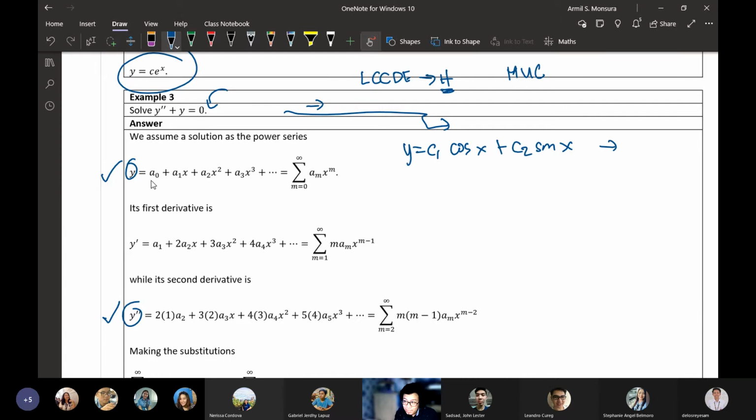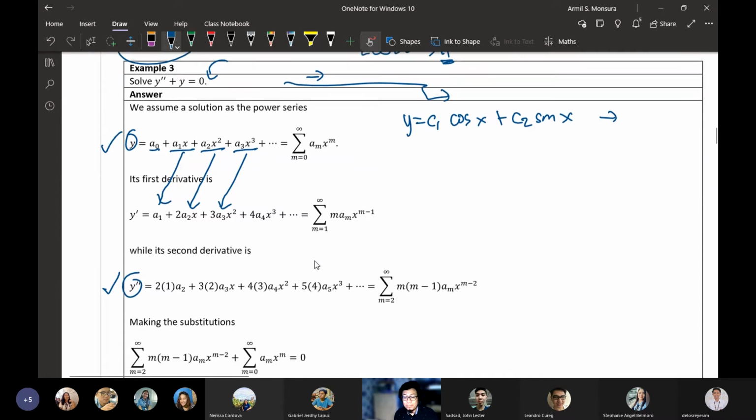Ulitin lang natin. Derivative nito, 0. Derivative nito, a1. Derivative of this is 2a2x. Derivative of this is 3a3x squared. Yung kasunod niyan, kung susundan nyo itong pattern na to, ang kasunod niyan is 4a4x cubed. Okay, medyo makukuha naman nyo yung pattern nito eh. First three terms, makukuha nyo yung pattern ng pang-apat, and so on.